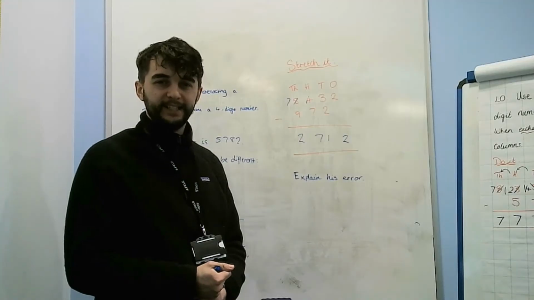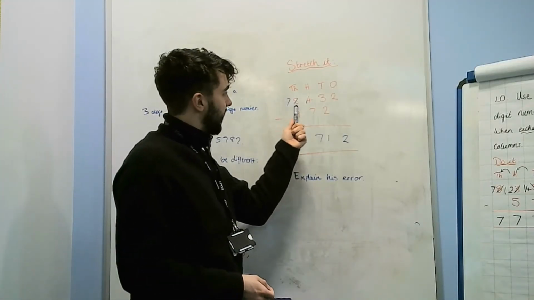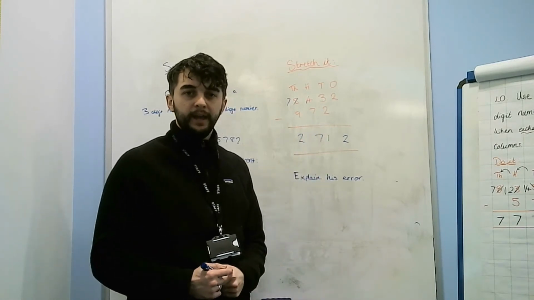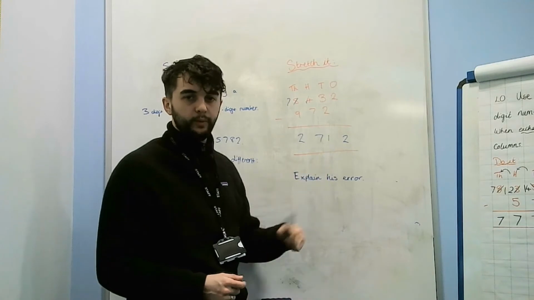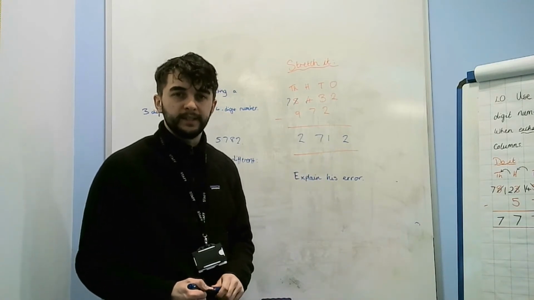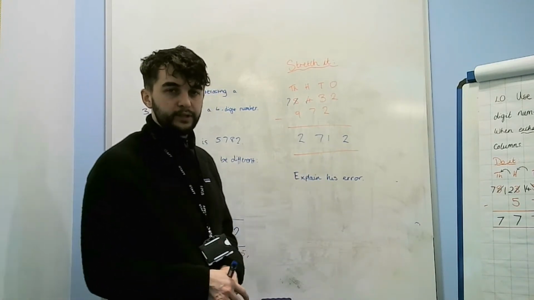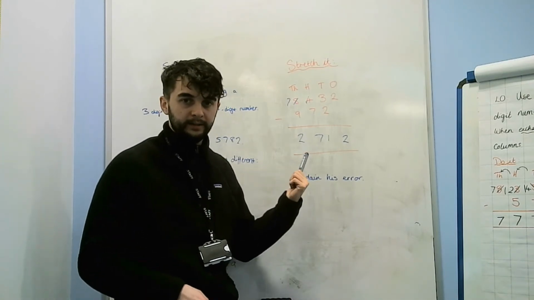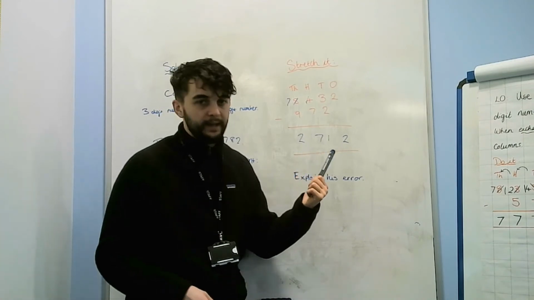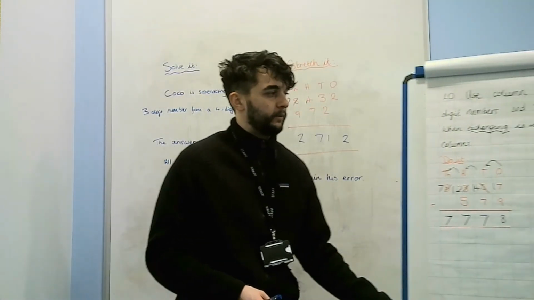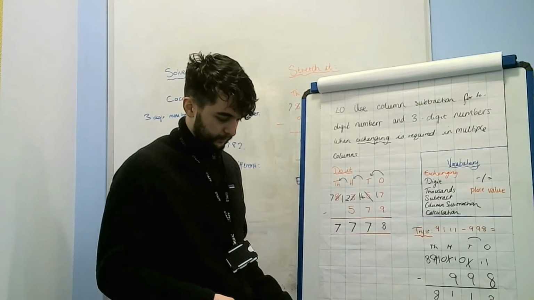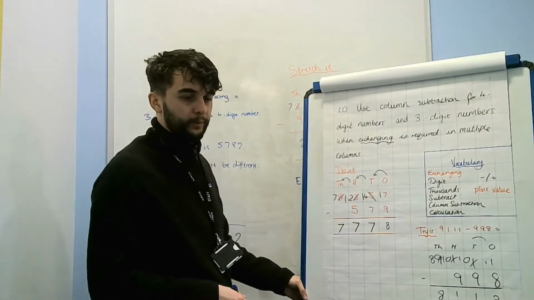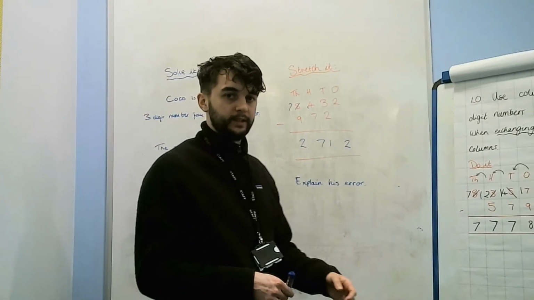Okay, so today's stretch it then says 8,432 subtract 972 equals 2,712, and we need to explain Colin's mistake. So look very closely at the board. Look at the calculation and the column subtraction that Colin has done here, and then remember the vocabulary, please. So, place value is going to be very, very important when answering this question.